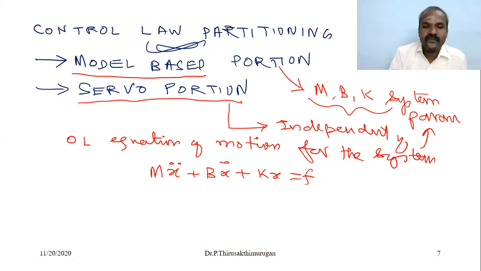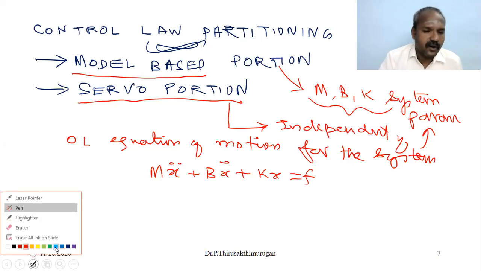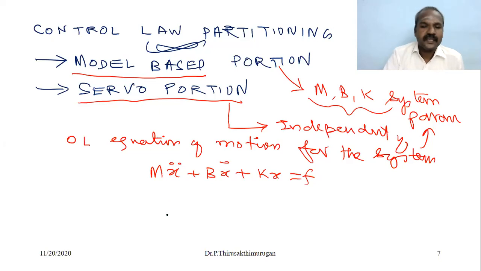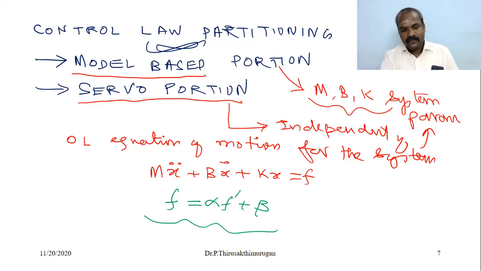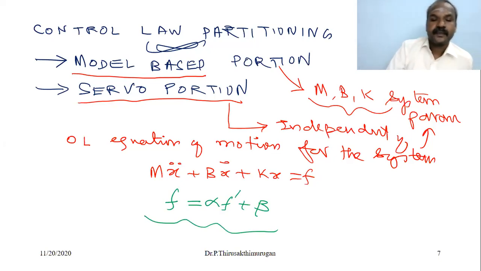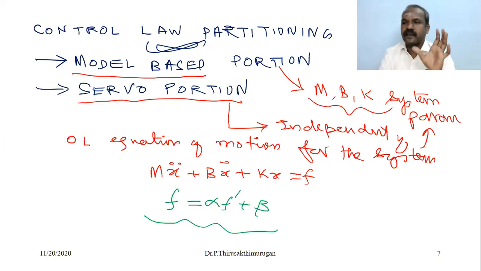We are now going to develop the control law whose form is f equals alpha times f dash plus beta. So now we are introducing control law partitioning, in which the model-based portion of the control appears in a control law of the form that we are generating. I will justify why we selected this: f equals alpha times f dash plus beta.